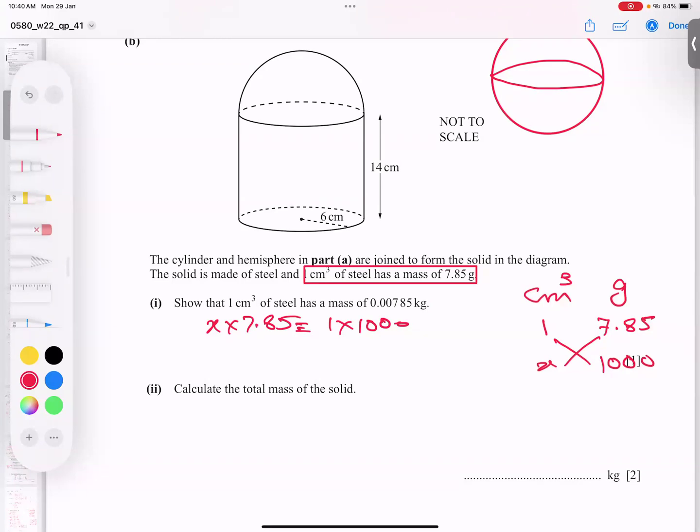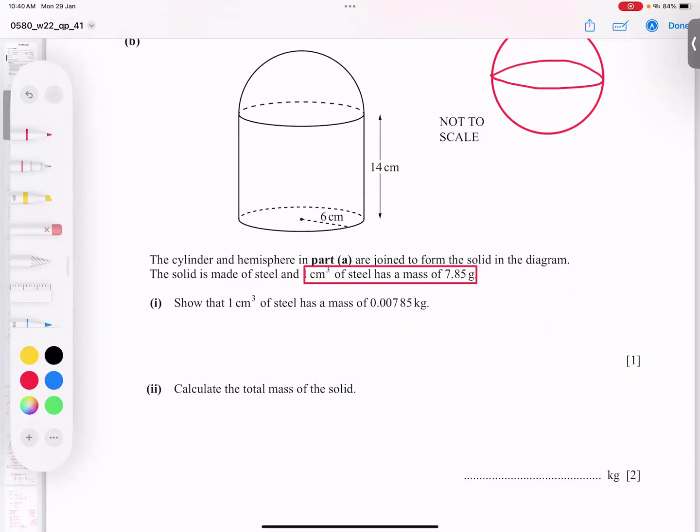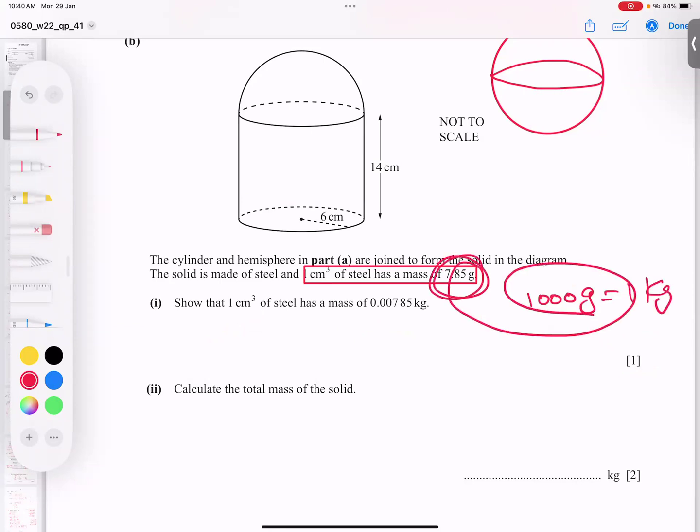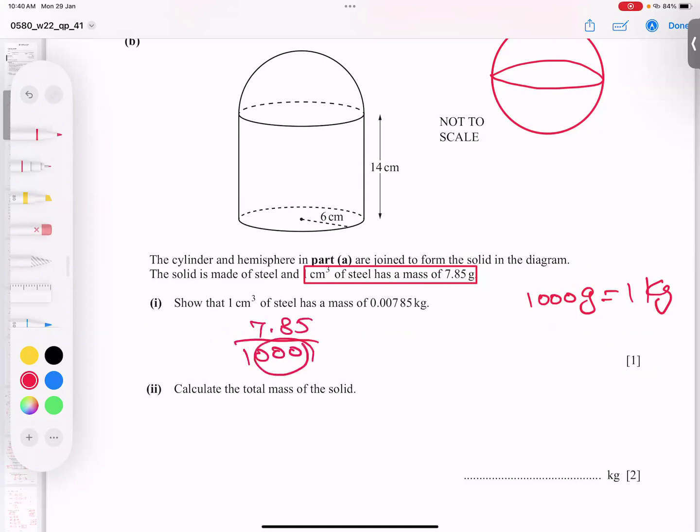He said grams. Wait. This question is simple, there's no need for this whole thing, because this part will be used in the next part. Simply, you know it very well, 1,000 grams is equal to 1 kilogram. So simply, you will divide this value by 1,000. That's it. So 7.85 divided by 1,000, and you know how many zeros there are? 3 zeros, so 3 jumps.